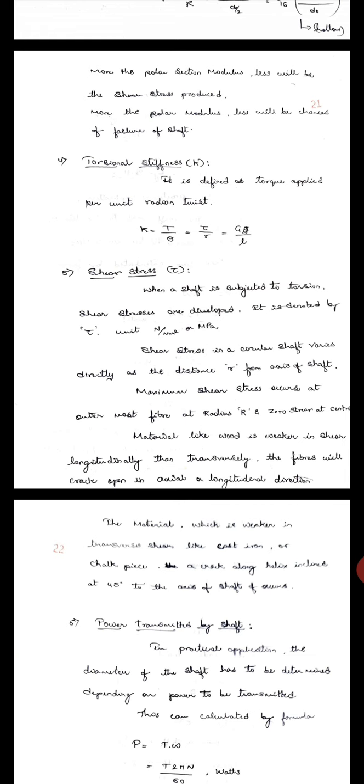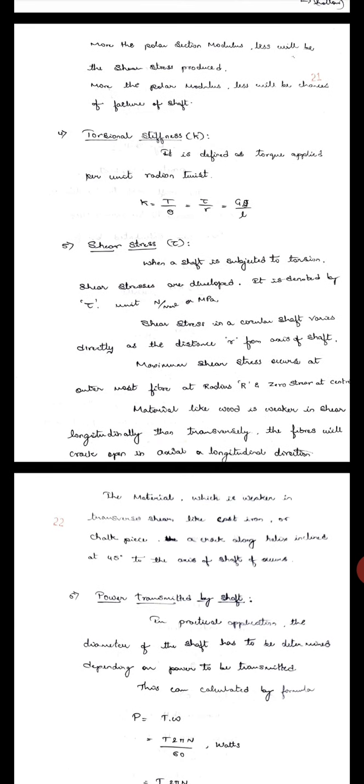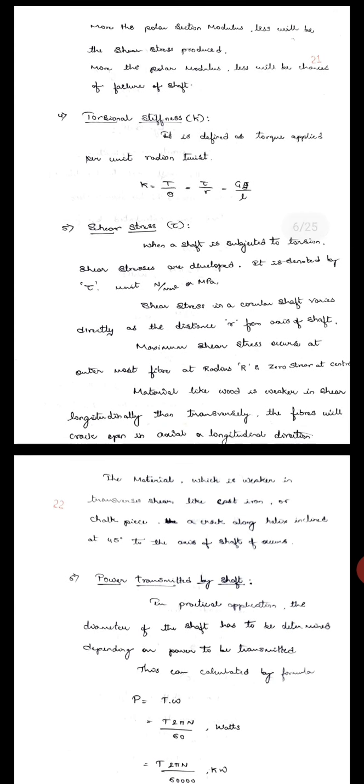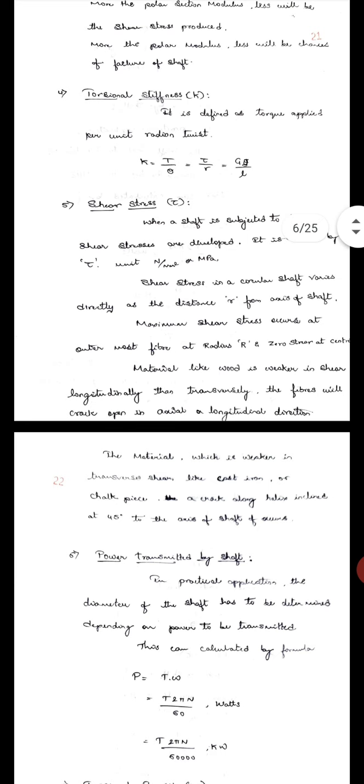Material like wood is very weak in shear longitudinally than transversely. The fibers crack open in axial and longitudinal directions. The material which is weaker in transverse shear are cast iron, chalk piece. They crack along helix at an inclined angle of 45 degrees.